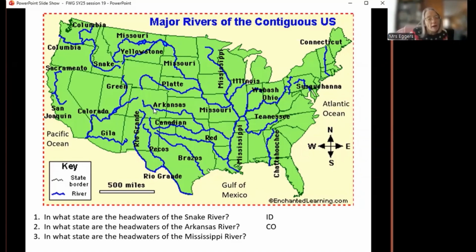And it flows through Colorado, Kansas, a little bit of Oklahoma, and then it looks, does that say Canadian River? Huh. And that flows into the Red River. No, this is the Red River, because I know that forms the border. Oh, I know, the Canadian flows into the Arkansas, and then the Arkansas flows into the Mississippi. Okay, one more. In what state are the headwaters of the Mississippi River? So remember, that's the beginning of the river.